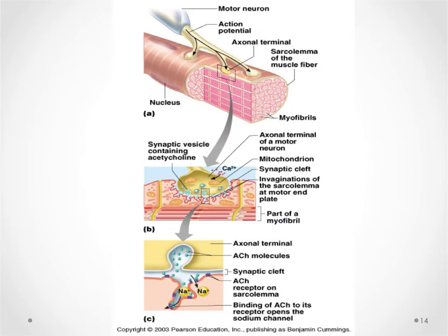Again, this is a diagram. All of these we've looked at already. It's just showing you all of them put together, so you can see this is the axon terminal bud, and here we have that enlarged for the synaptic cleft, and then those sodium ions rushing in to the muscle fiber.